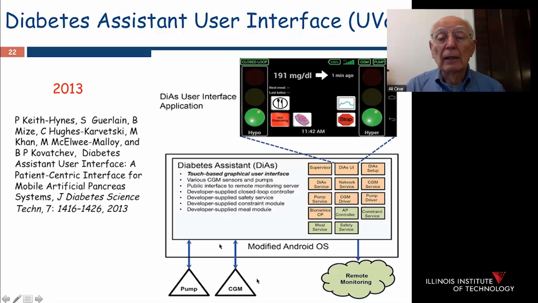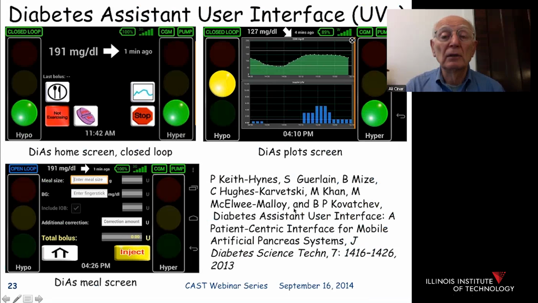And then there is a rather detailed menu to select different options and screens. These are some of the other screens that they have available in their device for meals, for various plots of glucose and insulin levels. And you could see that in this particular case, there is a hypopotential that has increased, so now we have a yellow light here as opposed to the green light.